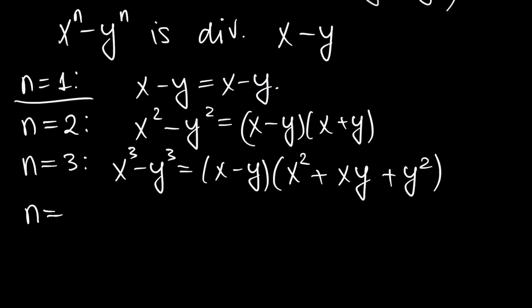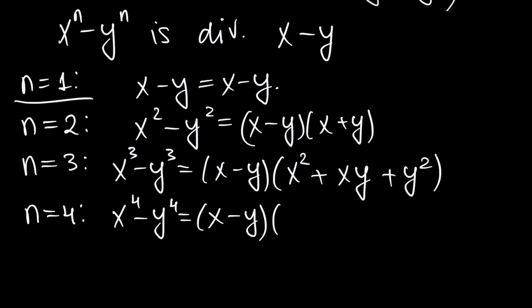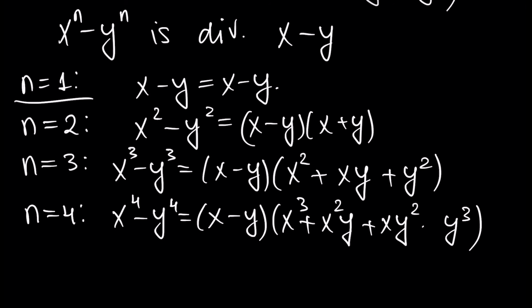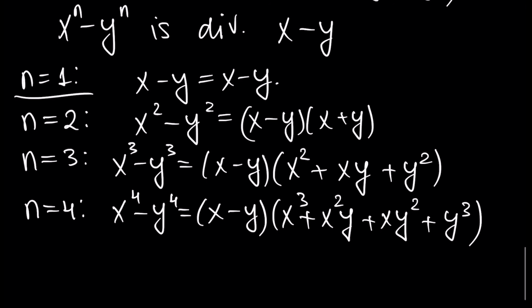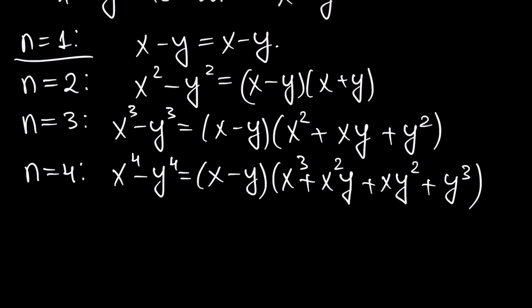When n is equal to 4, we have x to the power 4 minus y to the power 4 is equal to x minus y times another polynomial of degree 3, which is written as x to the power 3, x squared y, x y squared, and y to the power 3. We write plus. We always write plus in this case.